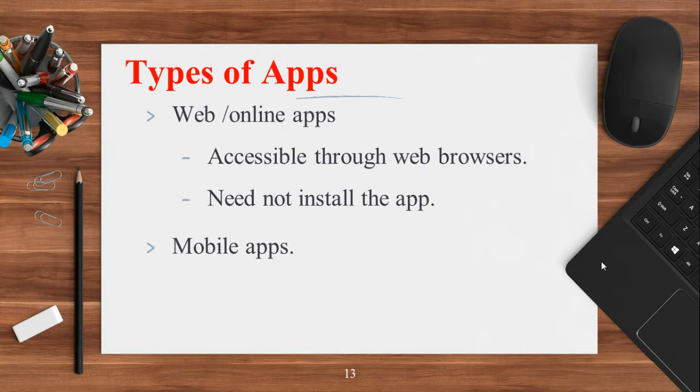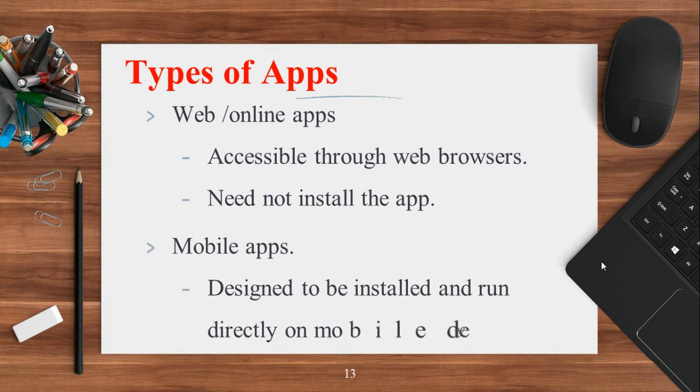And the next category is mobile applications. So this is web or online apps. Only through online you can do them. You must have an internet connection. But for mobile applications, it is not like that. Once you install the applications in your mobile phone, either with or without internet connection, you can avail the facilities. Okay. So it is designed to be installed and run directly on mobile devices. That is your mobile applications.